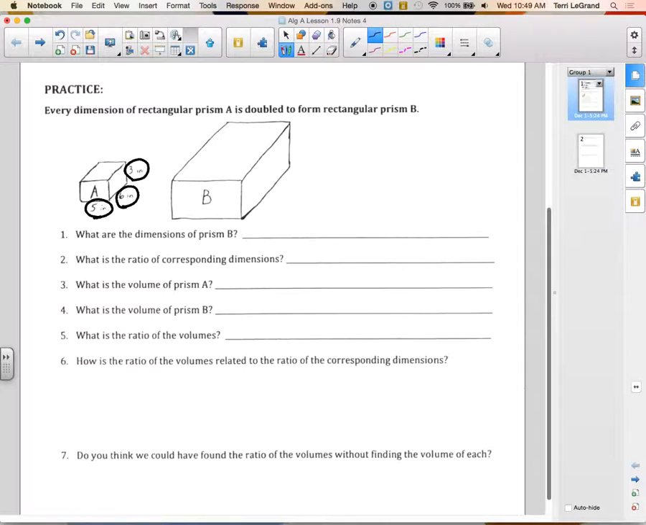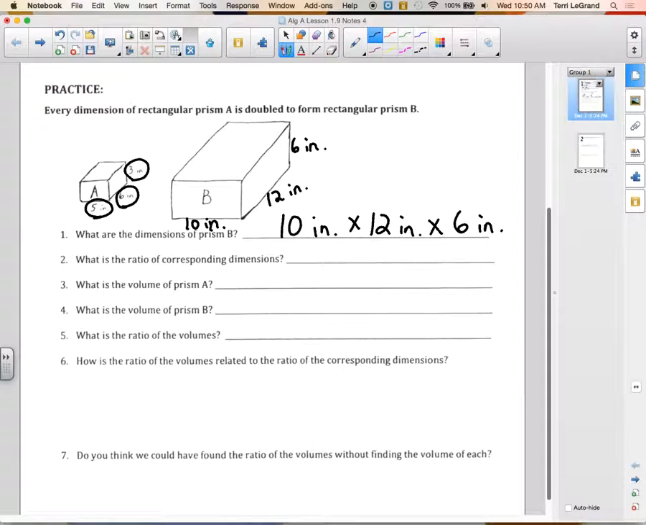So what would the 5-inch dimension change to? 10-inch. So this is going to be a 10-inch dimension now. How about the 6-inch? What does that change to? 12. And how about the 3-inch? 6. So the new rectangular prism called B has dimensions 10 by 12 by 6 inches. Let's put that down here. Here's how we could show that as dimensions: 10 inches by 12 inches by 6 inches.